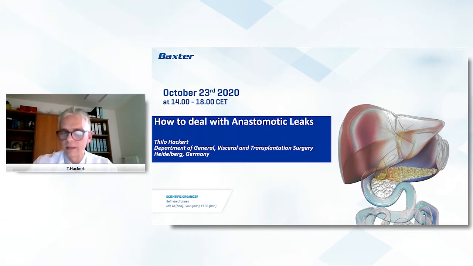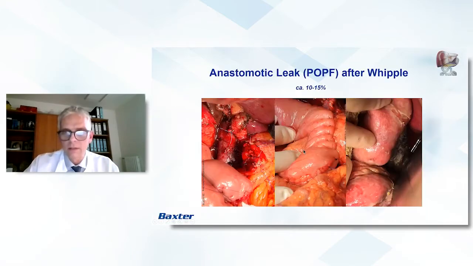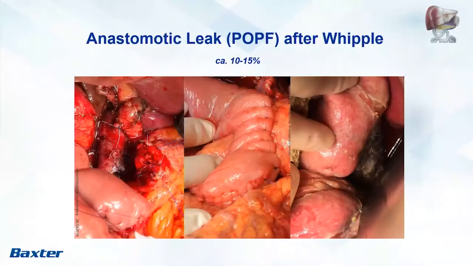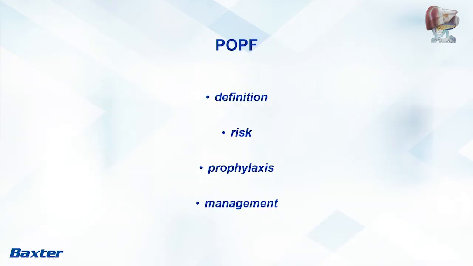I think I have the control. Let me see. Yes. Now, we have approximately 10 to 15% of leak rates in the literature after Whipple. And you can see here, you have done a nice anastomosis, like you have seen in the prior videos. And some days later, you may have to reoperate a patient and you find something like this, which looks like a nasty necrotizing pancreatitis. And I want to come back to this topic later in my talk.